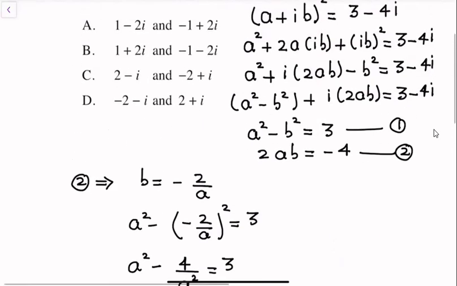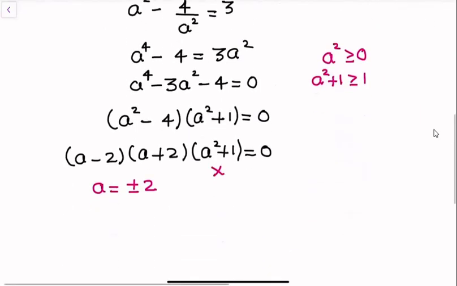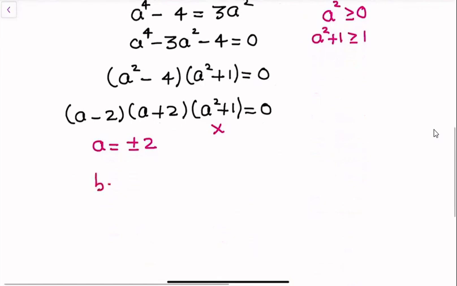We already know b is equal to minus 2 over a. For a, I am substituting plus or minus 2. Therefore, b is equal to minus or plus 2 over 2, which is 1. The order is important. If I substitute plus 2, I will be getting minus 1 for b. If I substitute minus 2, I will be getting plus 1 for b.